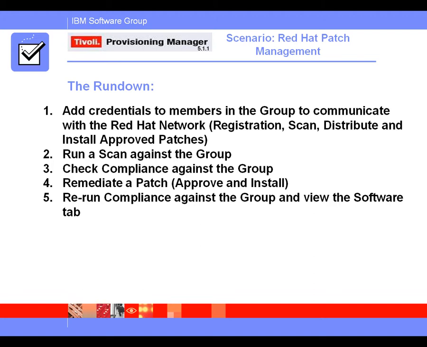We will first add credentials to members in the group to communicate with the Red Hat network. This will allow us to register with the Red Hat network, will allow us to scan for patches, distribute those patches, and install those patches.